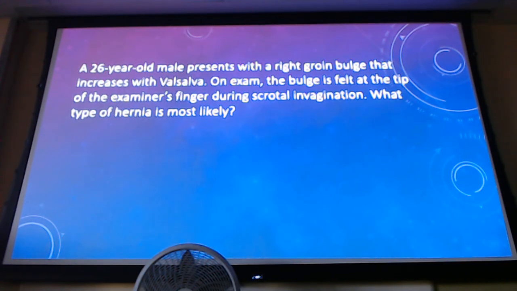All right, now we're back into groin. 26-year-old male presents with a right groin bulge that increases with Valsalva. On exam, the bulge is felt at the tip of your finger during the scrotal invagination exam. What type of hernia is most likely? Think back to the cannoli. Okay, you put your finger up through the cannoli. You can feel it at your tip versus your knuckle. Which one is it? Indirect. Good. If it's going through the side of the wall of the cannoli, or the inguinal ring, or inguinal canal, it's going to be direct.